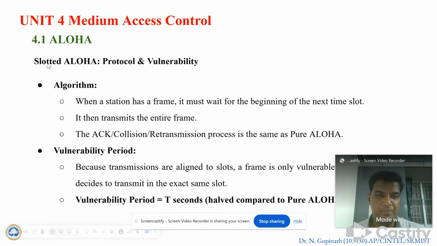slotted Aloha. Next is the protocol and vulnerability. When a station has a frame, it must wait for the beginning of the next time slot. It then transmits the entire frame. The acknowledgement, collision, or retransmission process is the same as pure Aloha. Vulnerability period is equal to T seconds.